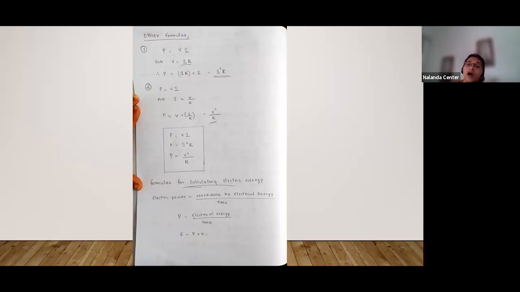Now, what is the formula of calculating energy from that? As I already told you, power is equal to work or energy by time. Energy by time, right? So, what is energy? Energy is equal to power into time.